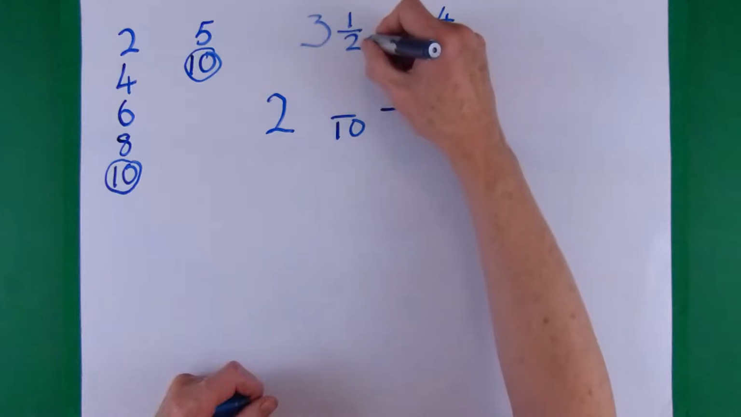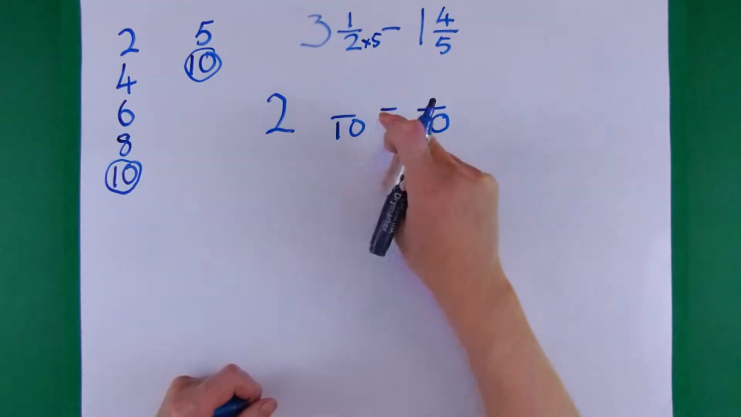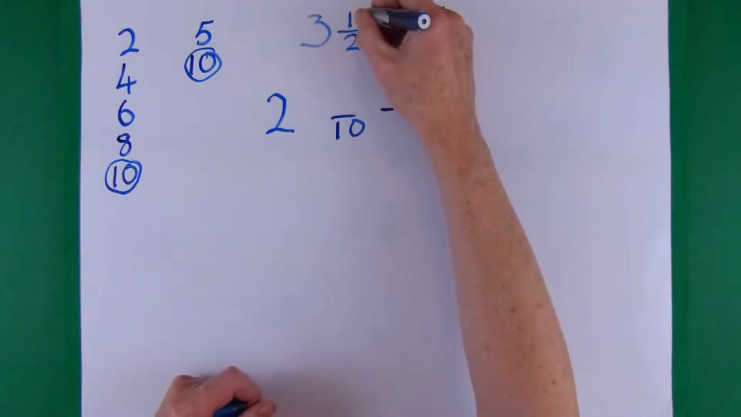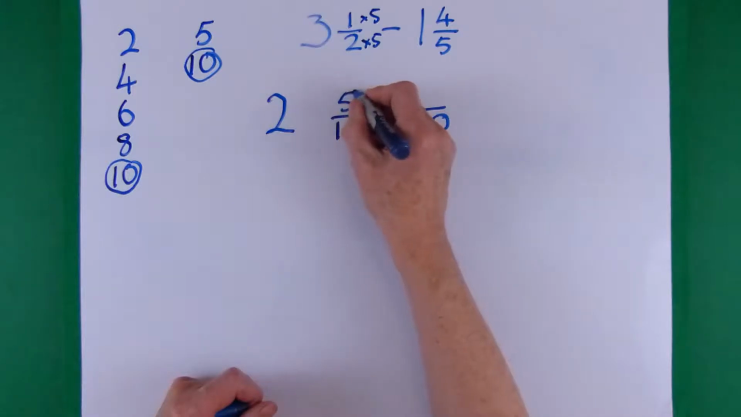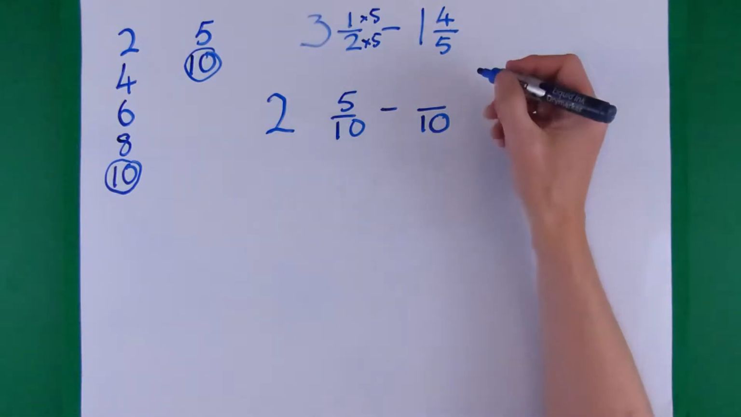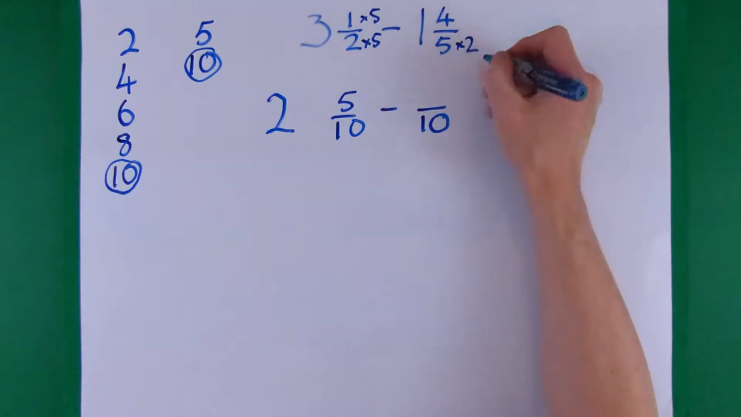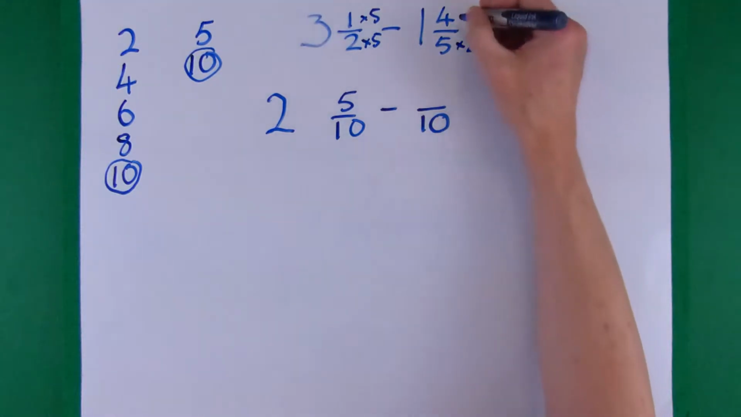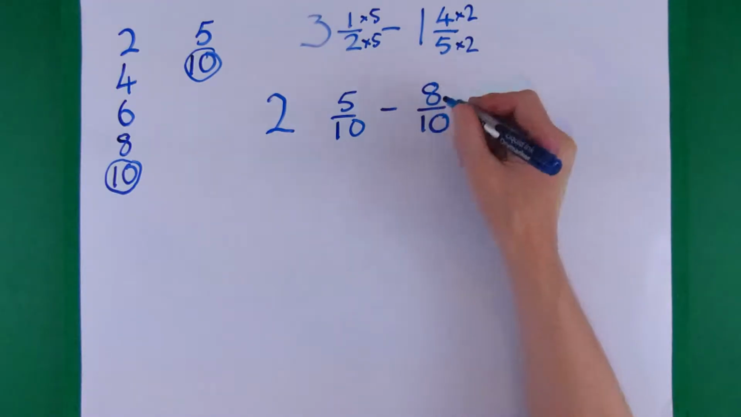We have to multiply the 2 by 5 to get the 10. So to keep the fraction the same, you multiply the 1 by 5 and we get 5/10. On this side, we multiply the 5 by 2 to get the 10. So we must multiply the 4 by 2 and we get 8.